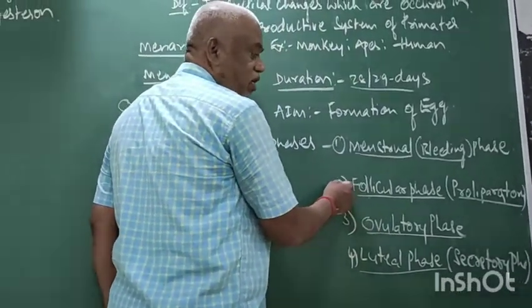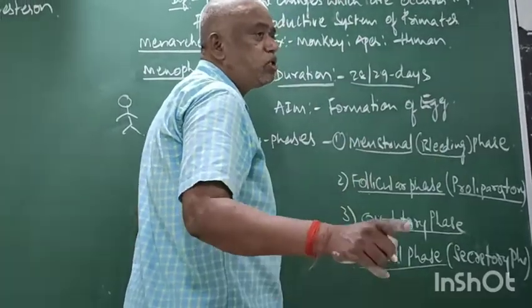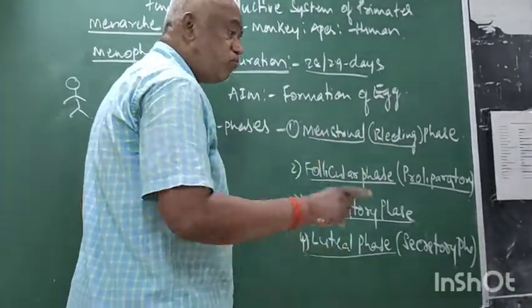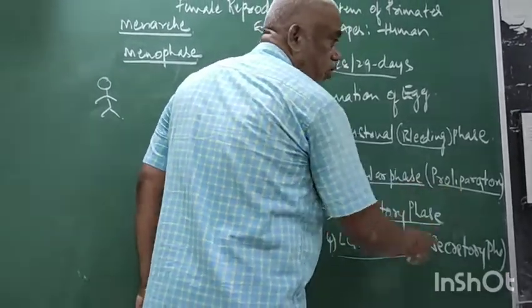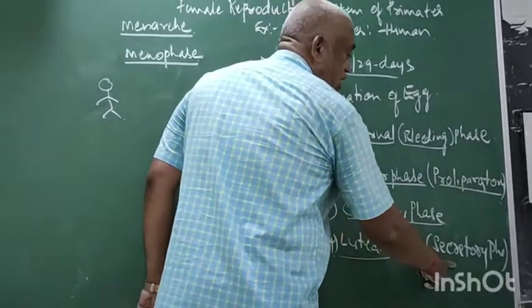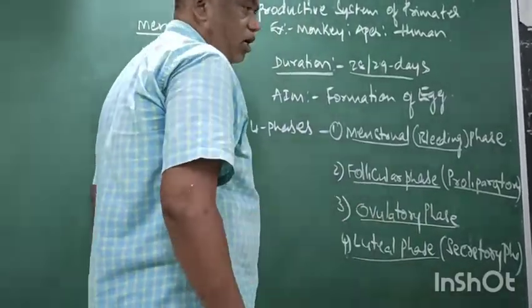Now the second phase and the third phase each have two names. You must keep both names in mind for these two phases. The follicular phase is also called proliferative. The luteal phase is also called secretory. Why is there another name? I can explain.